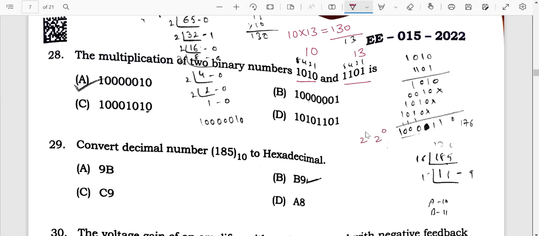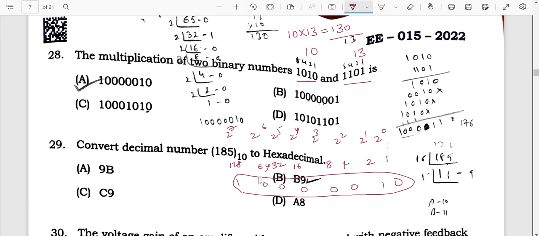So 2 power 0, 2 power 1, 2 power 2, 2 power 3, 2 power 4, 2 power 5 and 2 power 6, 2 power 7. So 2 power 0 means 1. It is going to be 2, 4, 8, 16, 32, 64, 128. So in order to get the 130, it is 1, 0, 0, 0, 0, 0, 1, 0. So the answer for this question is going to be A here. So A is our right answer.